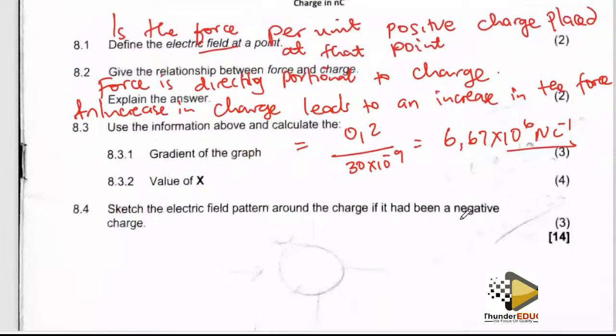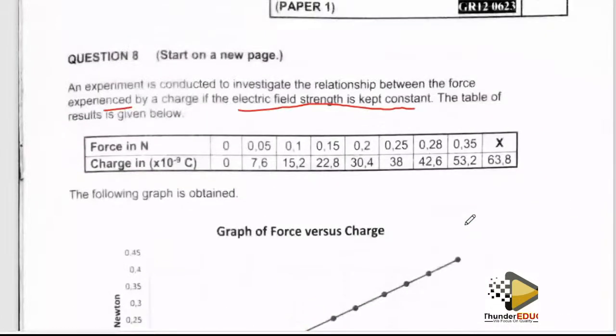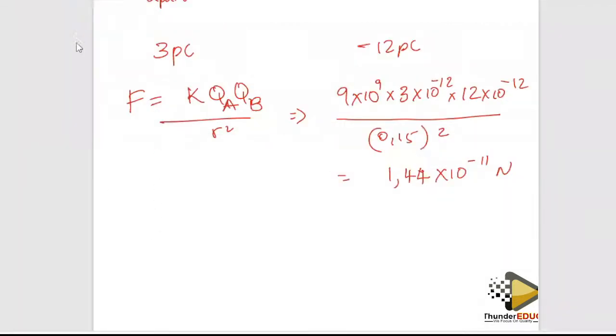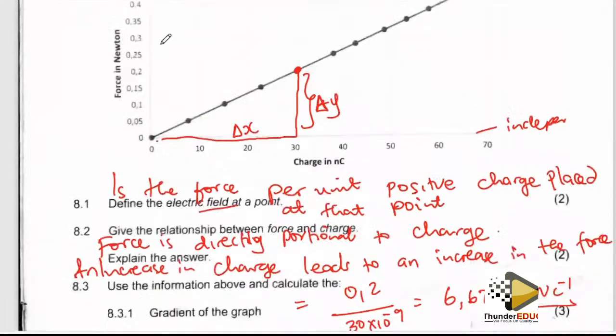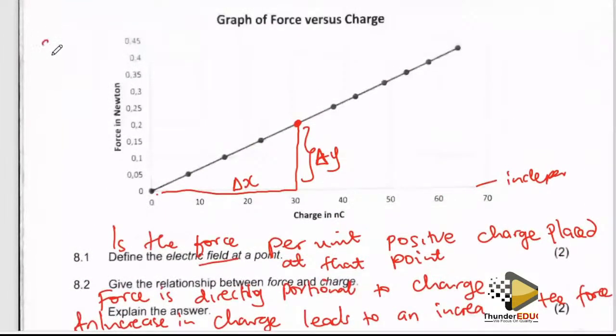Then they want us to get the value of x. So at x, we know that the charge is 63,8. This is going to be 8,3. Since this is a straight line that is passing through the origin, the equation is going to be 6,67x. Why am I doing that?